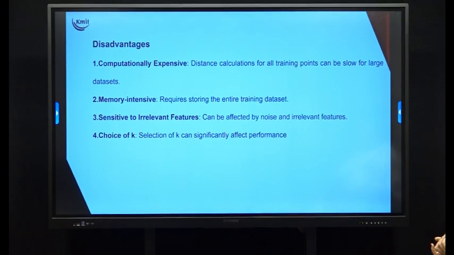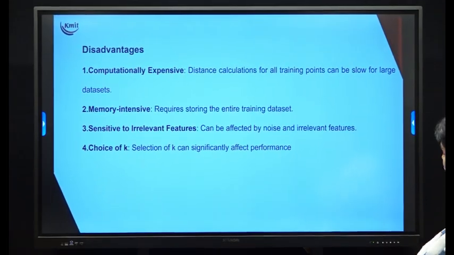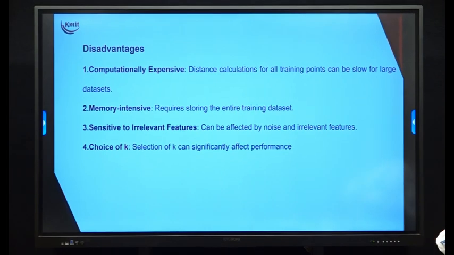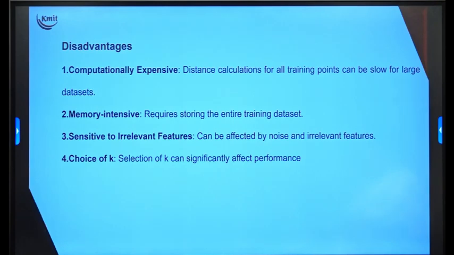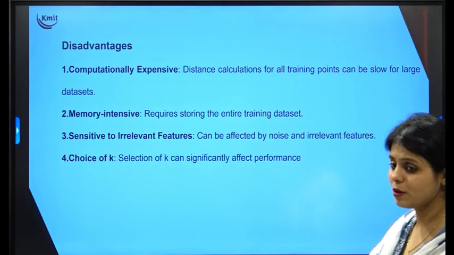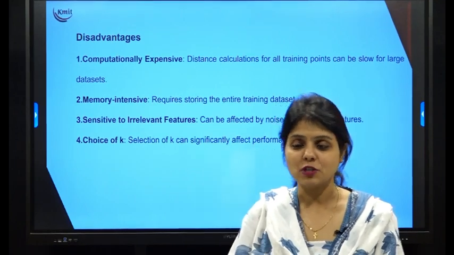It also requires storing the training data set, as I told you, and can be affected by noise if you take too small a value of k. The selection of the value of k significantly affects the performance, because we are not sure about what value of k should be taken. That is all about your assumption.